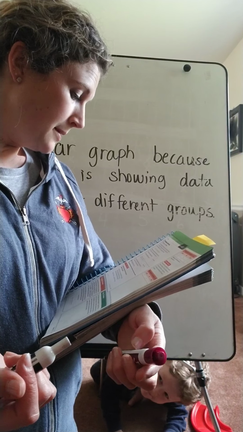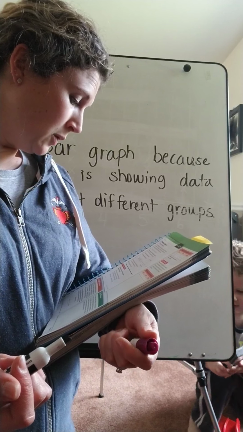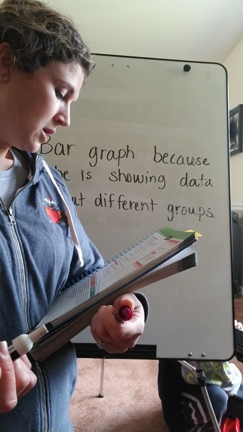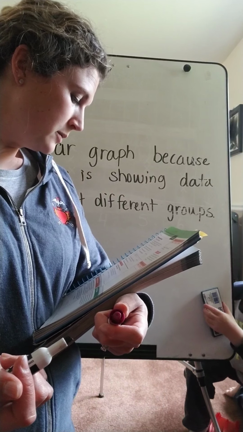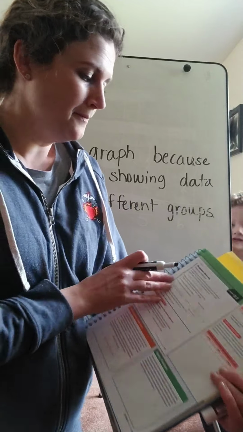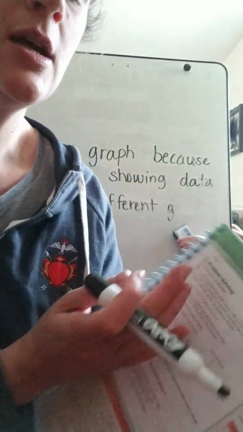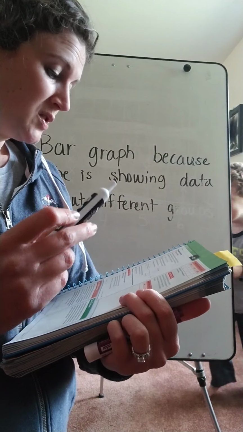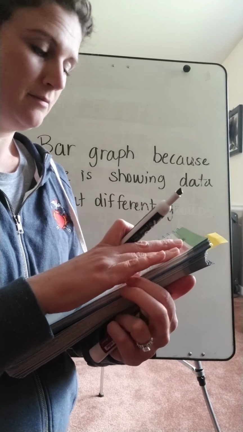Use the line plot about the carnival game to answer the question. So number 1 says, Brady's roll was 3 inches farther from the target than the greatest distance on the line plot. How far was Brady's roll from the target? So we'll see that 8 was the greatest distance. So if Brady's was 3 inches further from that, 8 plus 3 is 11. All right?